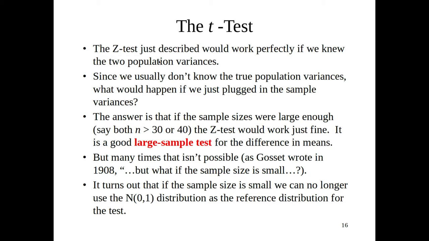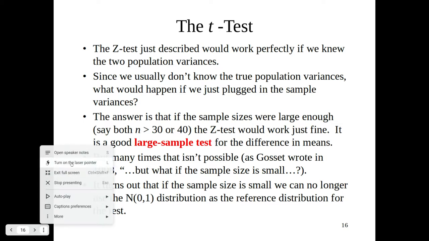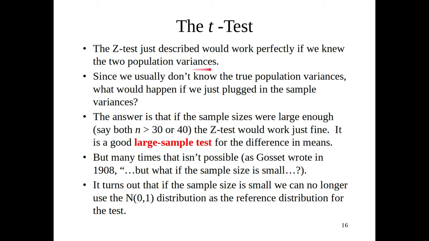Now, the z-test which we described would work perfectly if we knew the two population variances and they were given to us in the last problem, right? But what happens when the two population variances are not known to us? In most cases, that's the situation where we don't know the true population variances. We can estimate the population variances from sample variances, but we don't know the actual real population variances. So the z-test would not work in those situations.